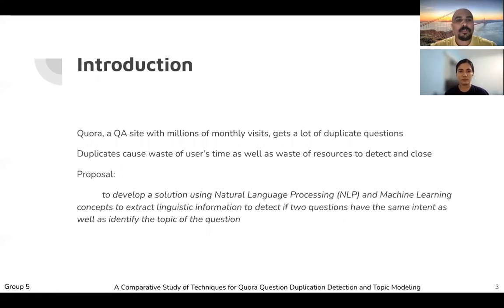So as we all know, Quora is a QA website that receives a lot of questions from millions of visitors monthly. One of the main issues on this website is receiving duplicated questions. For example, a user might ask: how many students are enrolled in FIU? And another user might ask the same question in a different way, for example: what's the total number of students that attend FIU?